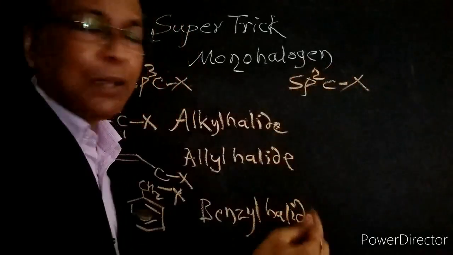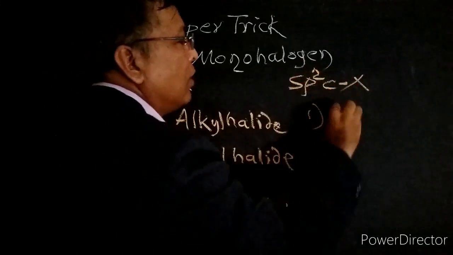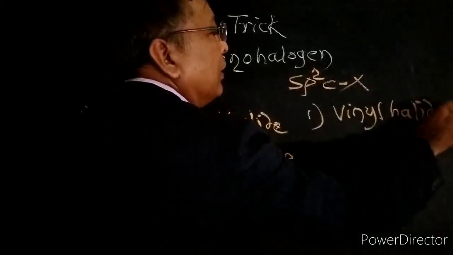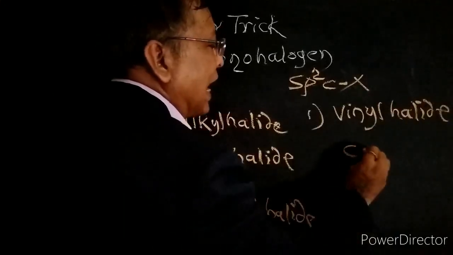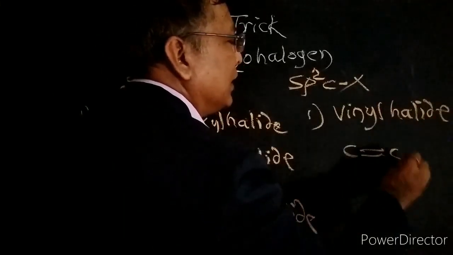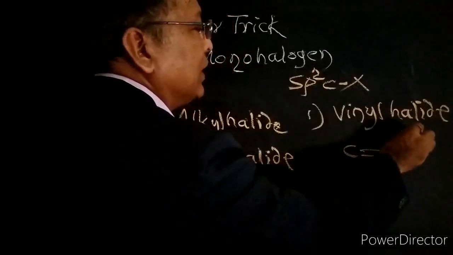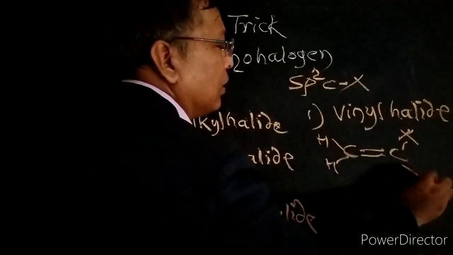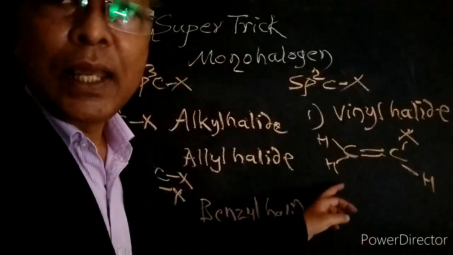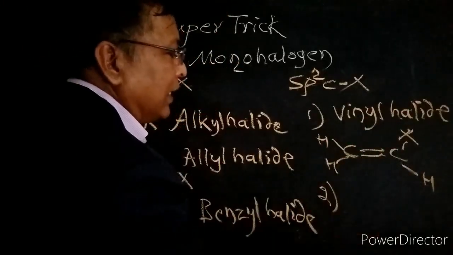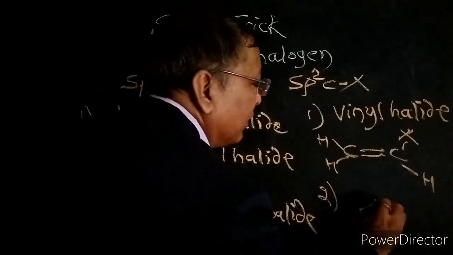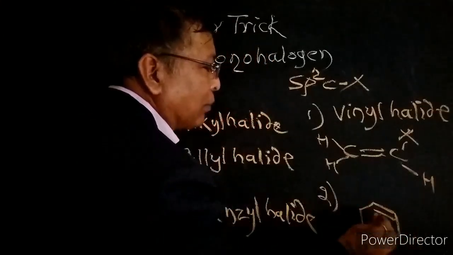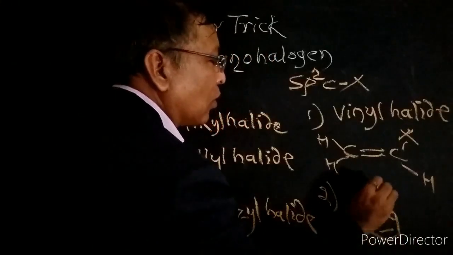The first type is vinyl halide. Here the halogen atom is attached to a doubly bonded carbon atom. This is called vinyl. Here hydrogen, hydrogen, hydrogen. This is called vinyl halide. And the second one is aryl halide, when the halogen atom is attached to a doubly bonded carbon atom of benzene. It is called aryl halide.